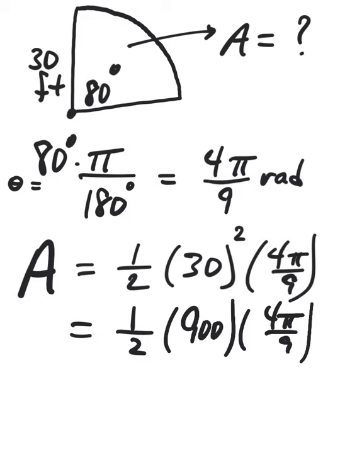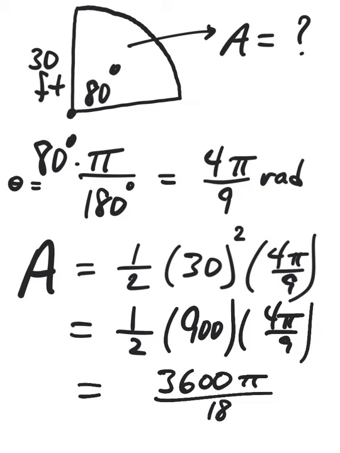Okay, so let's multiply. Across the top, we have 900 times 4 times pi. That's 3,600 pi. The denominator, 2 times 9, that's 18. And then we're just going to approximate this to 2 decimal places. 3,600 times 3.14 divided by 18 gives us, wow, that came out nice, 628 square feet.